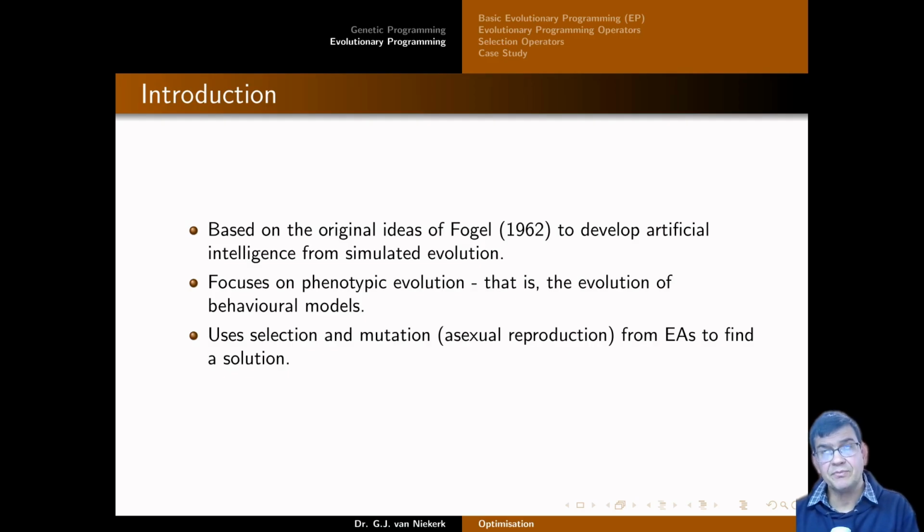Now with EP, which was originally developed to evolve finite state machines, of course it's not the only thing it can do, but it directly manipulated that FSM. So it might change the input symbol or the output symbol or the next state that it might transition to. And because it was changing that behavioral model directly, that's known as phenotypic evolution. And because of this, the only two operators used are a selection operator and mutation, which is used as a form of asexual reproduction to manipulate these FSMs or these solutions and to improve upon them over time.